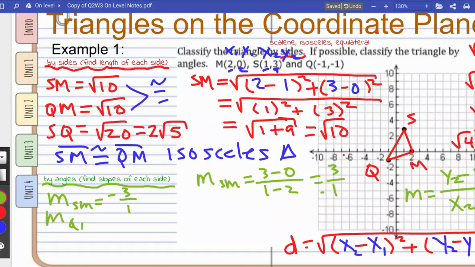If we follow the same suit, we use the same formula to find the slope of every other side. The slope from Q to M is 1 over 3. And the slope of QS is equal to 4 over 2, which just gets me 2.